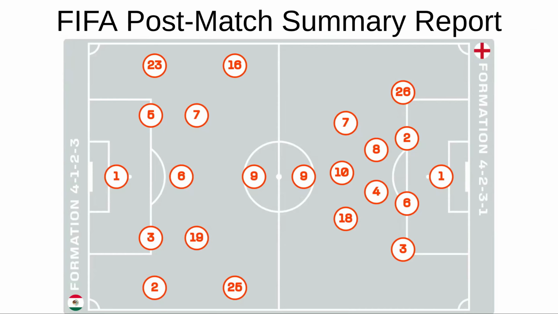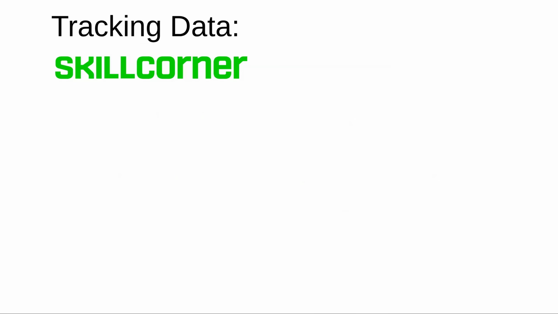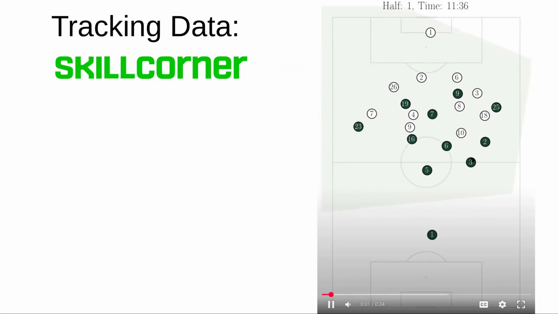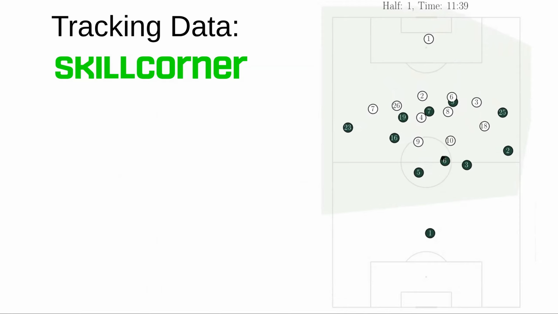So when we look into the FIFA post-match summary report, we can see that for Mexico, 4-1-2-3 has been reported, and for England, they had 4-2-3-1. We are going to use the tracking data provided by SkillCorner, where we have access to the players' and the ball's coordinates at 10 frames per second.